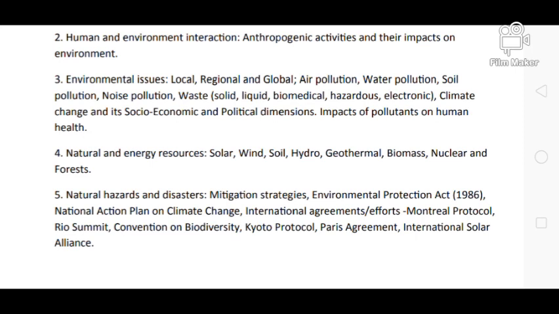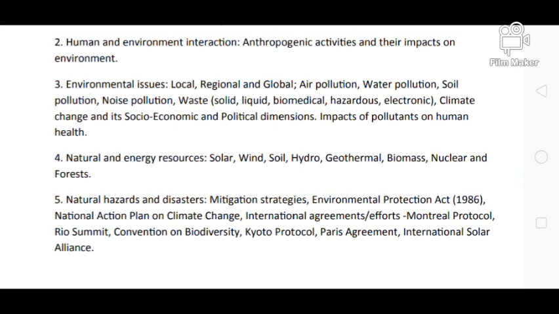In this unit, lastly, we have natural hazards and disaster mitigation strategies. Environmental Protection Act 1986, National Action Plan on Climate Change, International Agreements, efforts, Montreal Protocol, Rio Summit, Convention on Biodiversity, Kyoto Protocol, Paris Agreement, International Solar Alliance. We have to know in this part about the natural hazards and disasters, such as mitigation strategies.